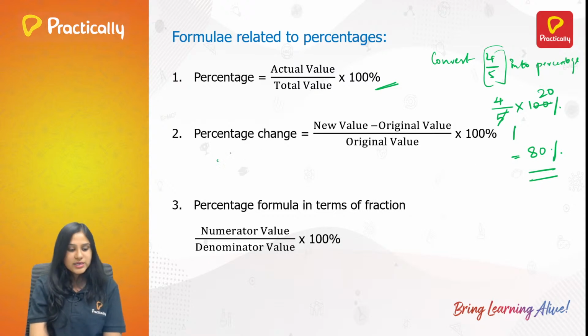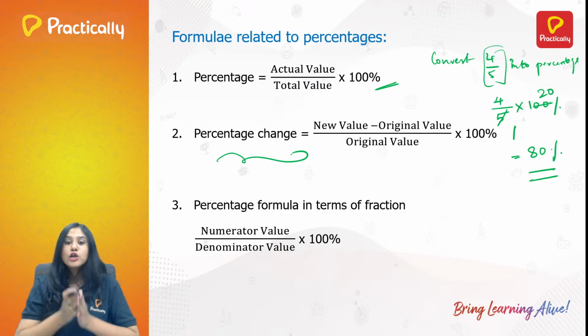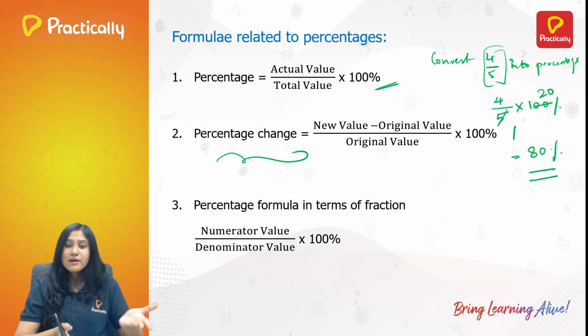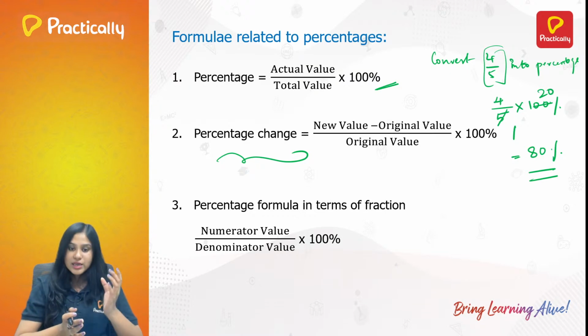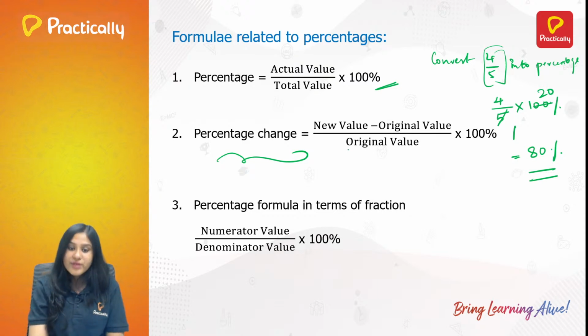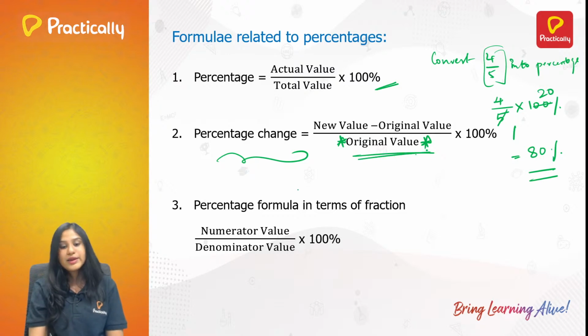Okay, next. Percentage change. What is the percentage change? New value minus original value by original value into 100%. Right? That is what we have done in our previous slides. We have taken new value minus original value by original value into 100%. Always remember that in the denominator, it has to be original value. Next, percentage formula in terms of fraction. That is what we have seen here. Numerator value by denominator value into 100%. Right? This is what you have to use in the last question I have asked. You have to type the answer in the comments.